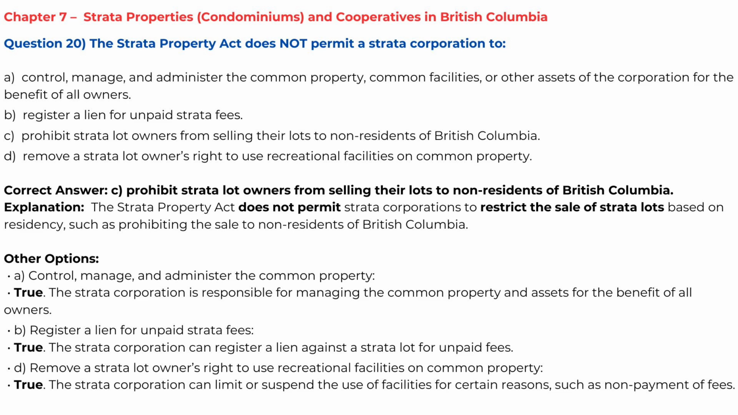B. Register a lien for unpaid strata fees. True. The Strata Corporation can register a lien against a strata lot for unpaid fees. D. Remove a strata lot owner's right to use recreational facilities on common property. True. The Strata Corporation can limit or suspend the use of facilities for certain reasons, such as non-payment of fees.